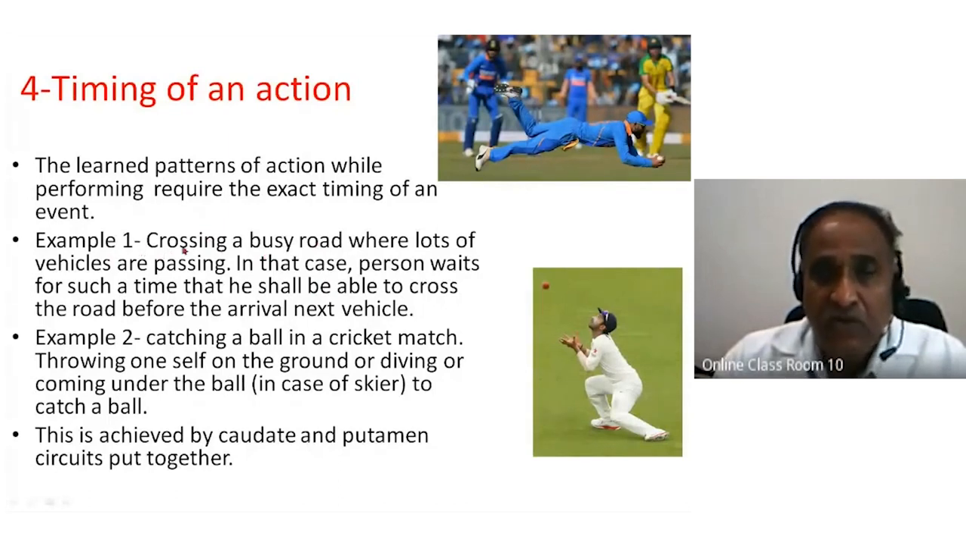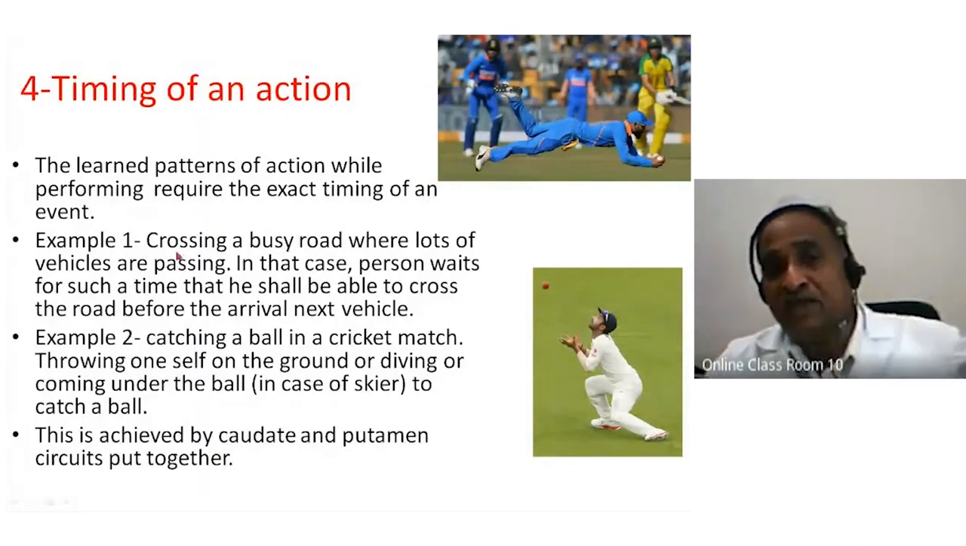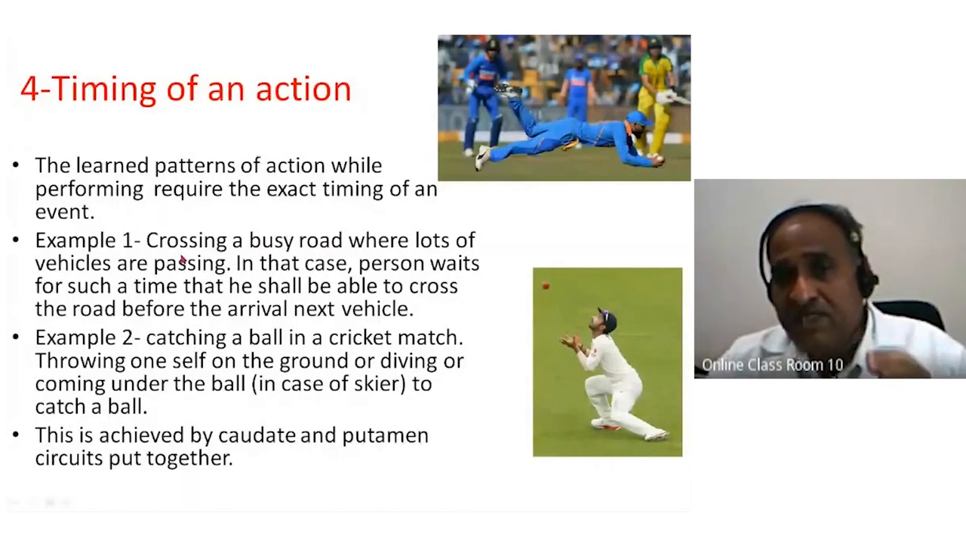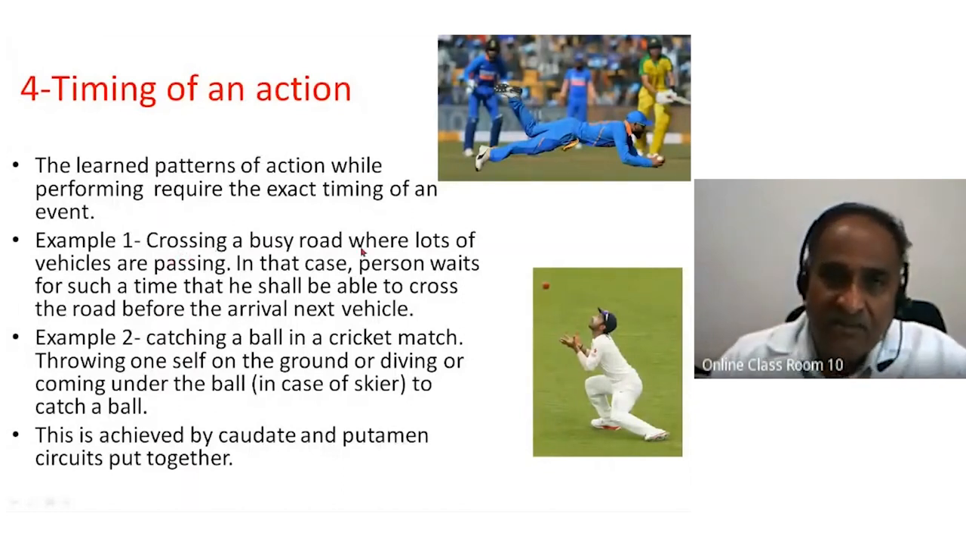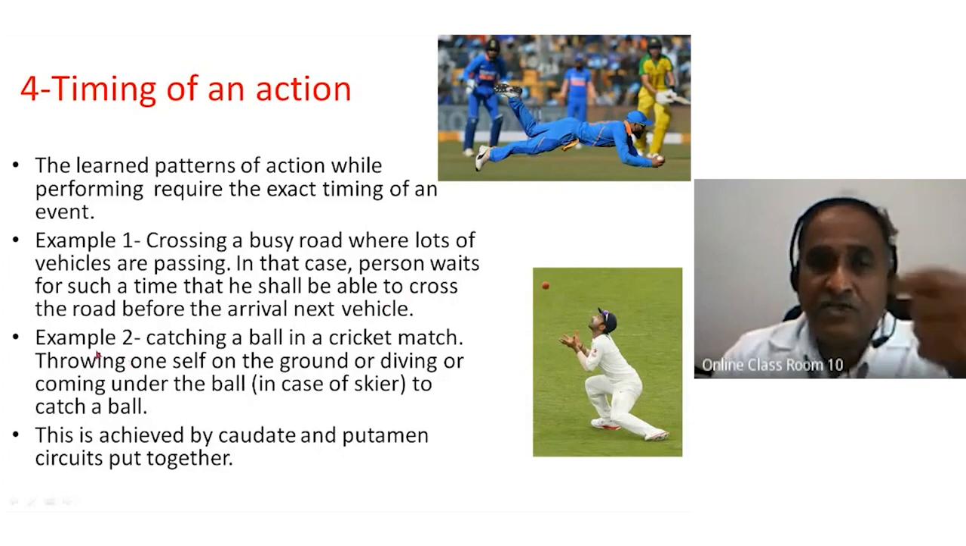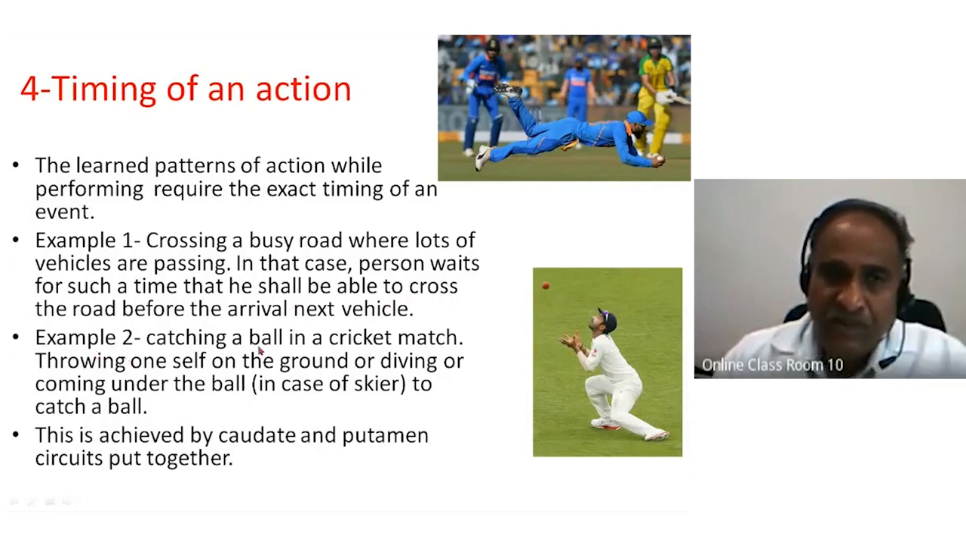Now how do we do it? We go there, wait, and though some vehicles are coming at a distance, we assess, okay, whether we can pass, then we pass. In crossing a busy road where lots of vehicles are passing, we all adopt certain things. That is one of the basal ganglia functions. In that case, the person waits for such a time in which he is able to make it through and then reach the other side of the road.